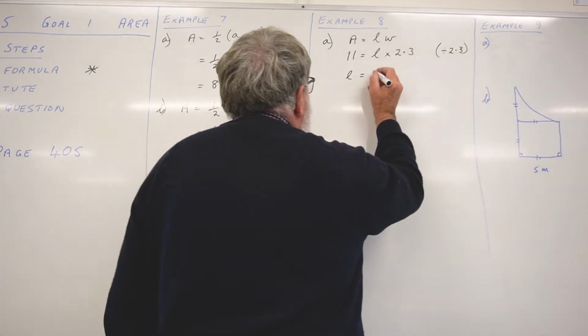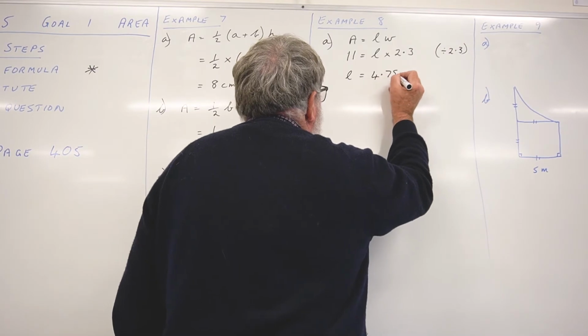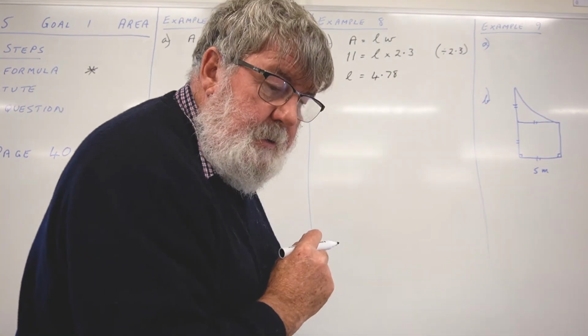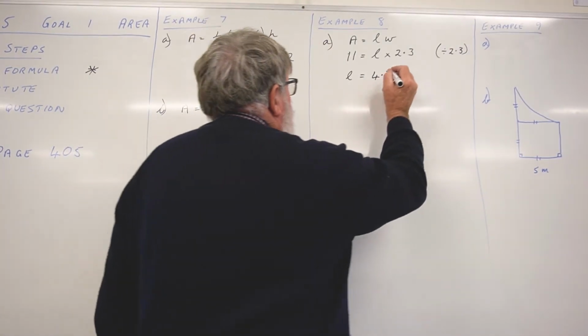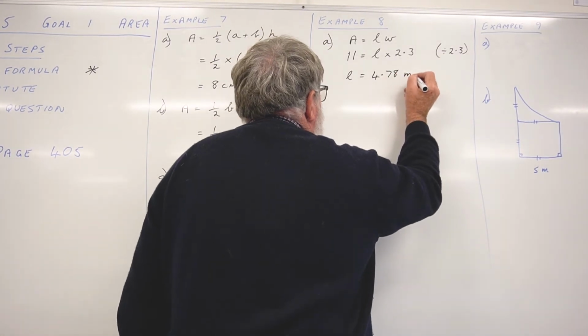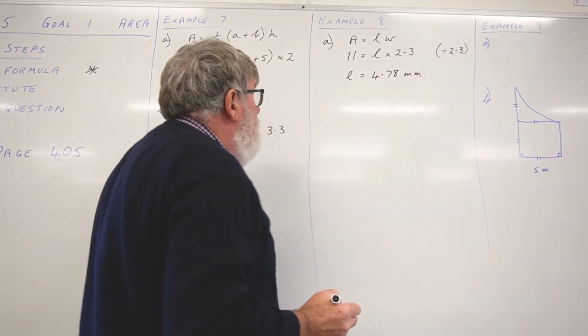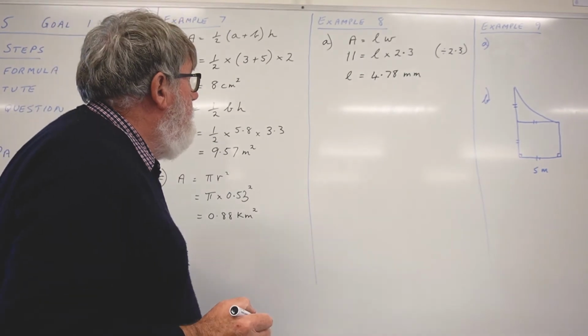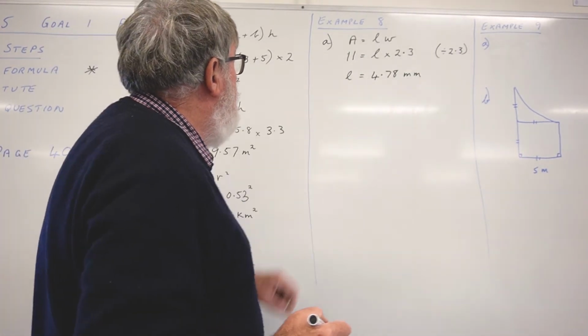4.78. And in this case our units are millimetres, so our answer is 4.78 millimetres. Note they're not squared now because we've got units of length, not units of area.